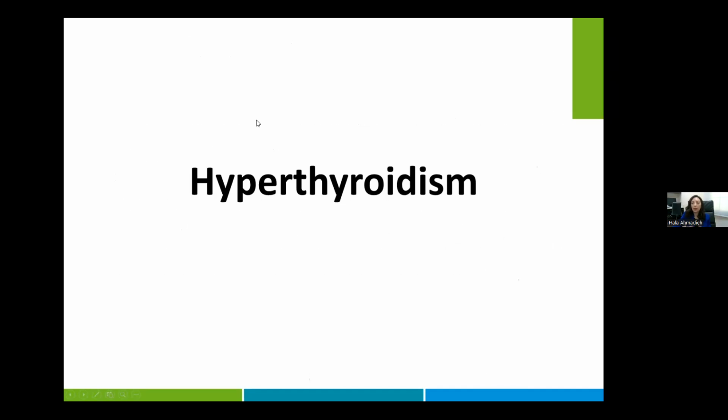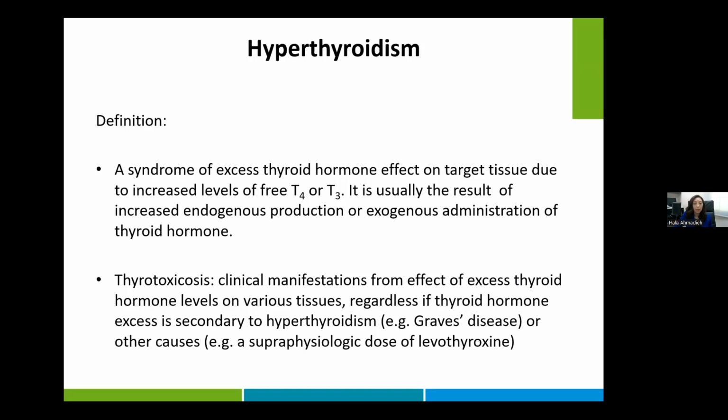So now that we tackled hypothyroidism, whether overt or subclinical or during pregnancy, let's move on to the other side, which is hyperthyroidism. To define hyperthyroidism, it's basically a state where we have the opposite now. We have an increase in thyroid hormone production, and this could be due to an endogenous increase or because of exogenous thyroid hormone or overtreatment. The term thyrotoxicosis is used to describe the clinical manifestations that appear because of this excess thyroid hormone production.